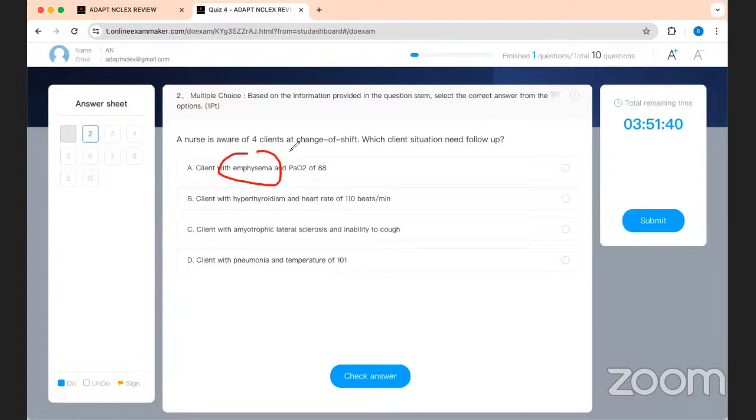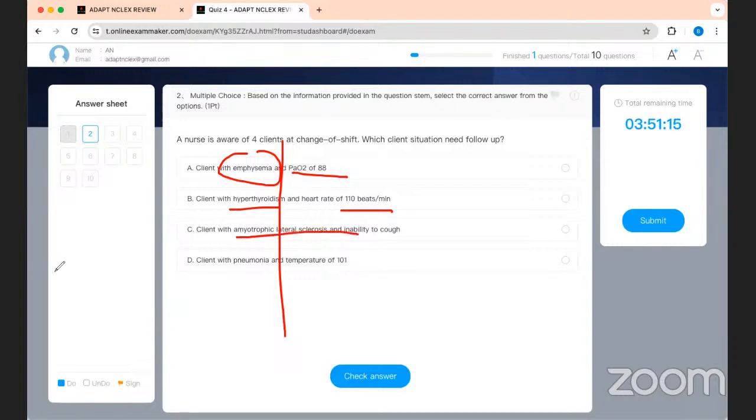Divide the thing into three. One, you have emphysema. They tell you the PaO2 is 88. If a patient has emphysema, do I expect their PaO2 to be 88? If you are not surprised by it, then let it go. If you're surprised, that's your answer. You have hyperthyroidism. Your heart rate is 110. Is it an expected finding?